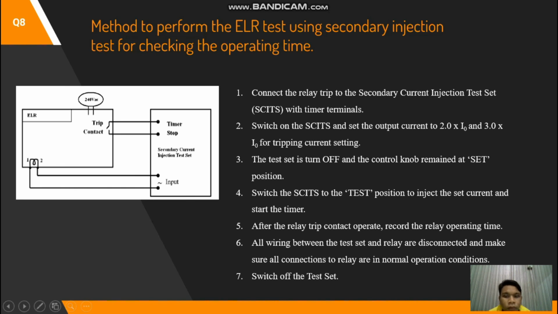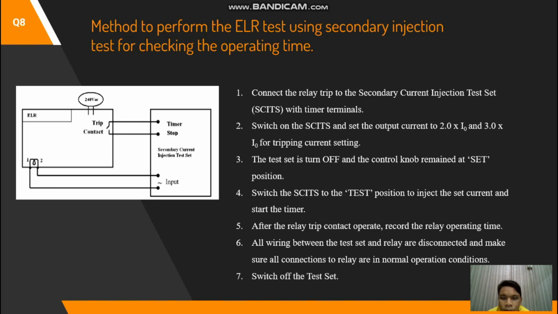So we will go with the last question. So we need to perform the ELR test using secondary injection test for checking the operating time. So firstly, we have to connect the relay trip to the secondary current injection test set with timer terminals. And secondly, we have to switch on the test set and set the output current to 2 times I0 and 3 times I0 for tripping current setting. After that, the test set is turned off and the control knob remains at set position.